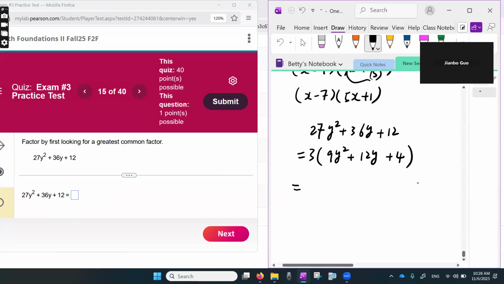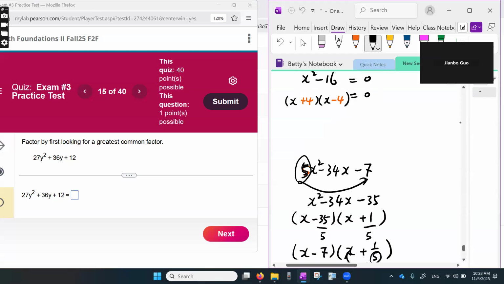And I notice the trinomial in the parentheses is a perfect square trinomial. We can double check. 9y squared has a base. Base 1 is 3y. Oops.